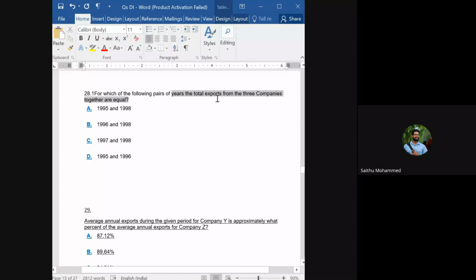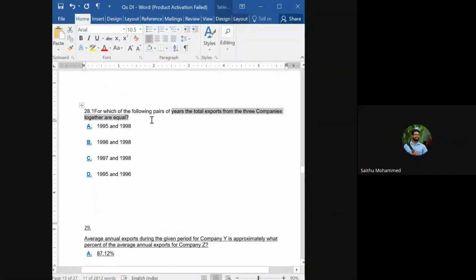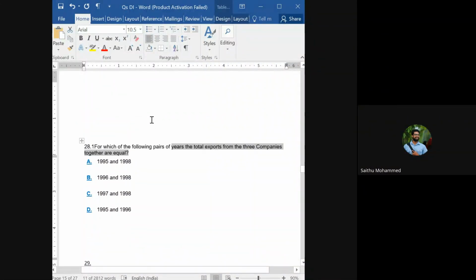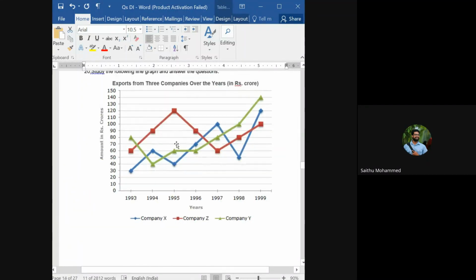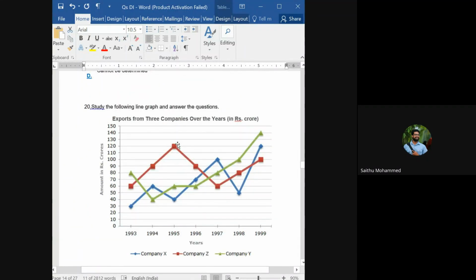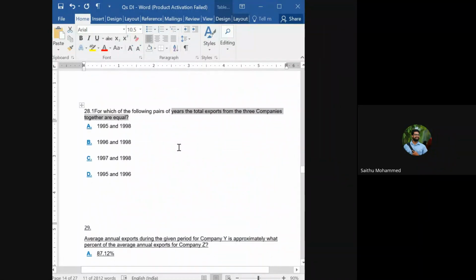What are the total exports from 3 companies, or for which of the following pairs of years the total exports from 3 companies together are equal? So if this kind of question comes, we need to individually take each year, then find out in one particular year how much this company has made in sales, I mean exports. So you have to find out each, and then from that find out which pair of years has equal exports.